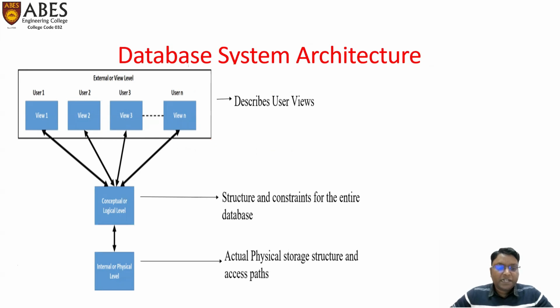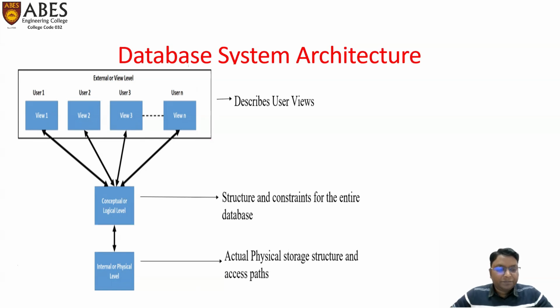The database system architecture follows a three-level structure: external level, conceptual level, and internal level. As you can see in the diagram, there are three levels. Number one, the first is the user view. This particular level is accessible by the user. The user can see the database from this point of view.